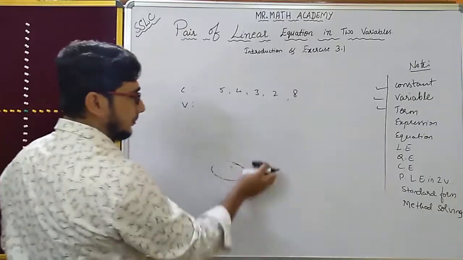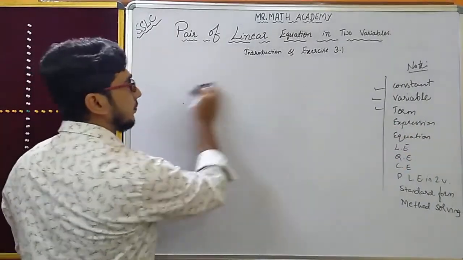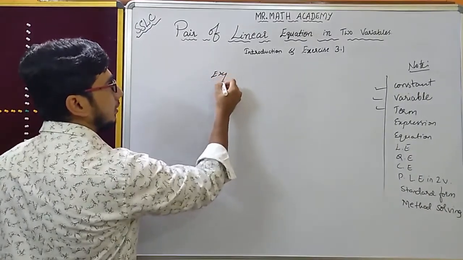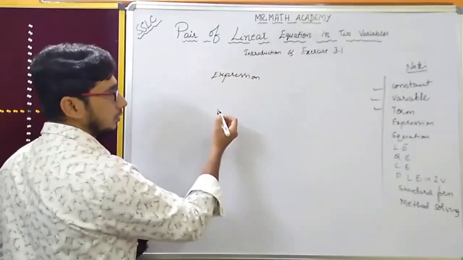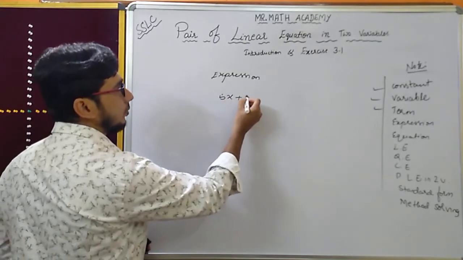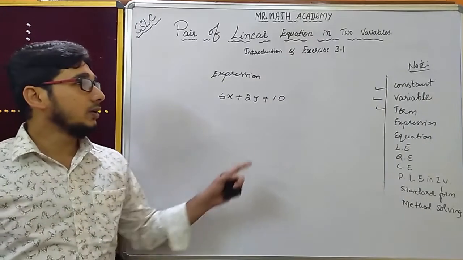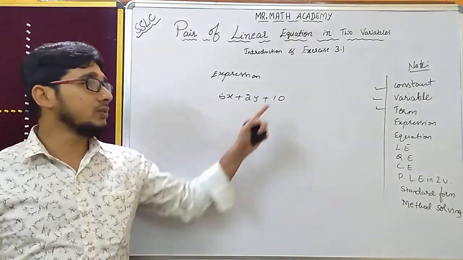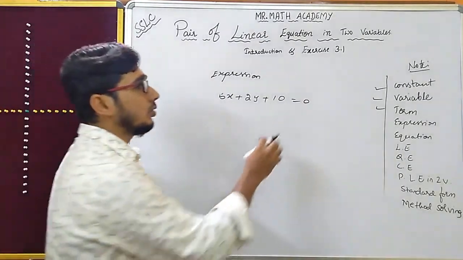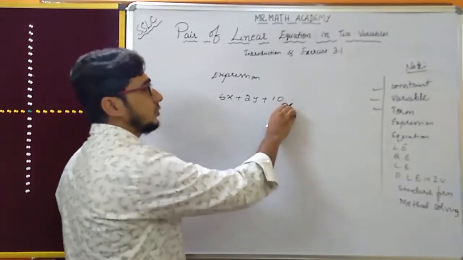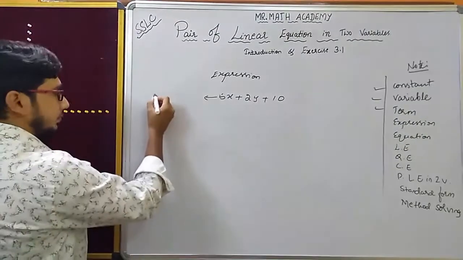Let us go for expression. Next is our expression. Anyone expression I'll write here: 5x plus 2y plus 10. This is the expression. Here the equal to sign is not there, you have to remember. Once the equal to sign comes, it will convert into an equation. If the equal to sign is not there, just think that this is an expression.